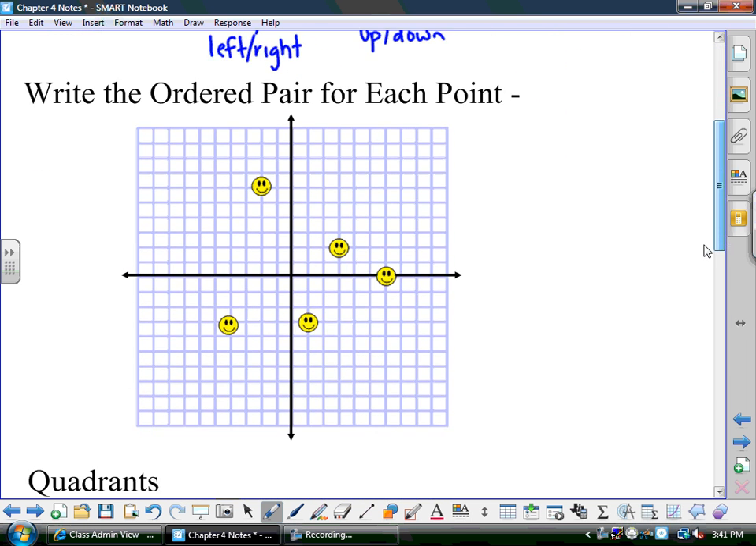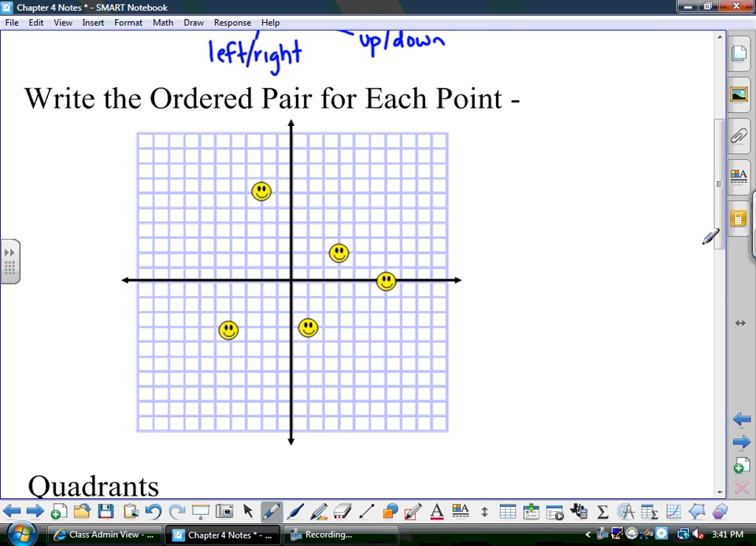Take a minute to copy down this picture. You don't need to use smiley faces, you can just put dots at the points. But pause the video and take a minute to copy down this picture, and then we'll work on writing an ordered pair for each point on the graph.